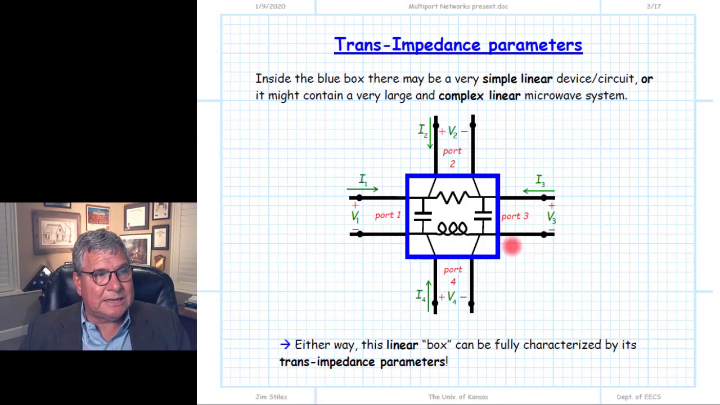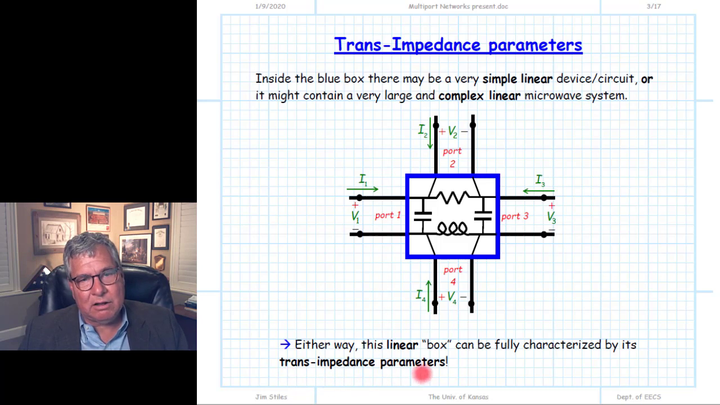So now the question is, what is inside this blue box? Well, the only constraint we have on that is it must be a linear time invariant circuit made up of linear time invariant elements like resistors, inductors, capacitors, transformers, and the like. Now, there may be just a few devices of that type within the blue box, or there could be dozens or hundreds or thousands or tens of thousands. It could be a very complex circuit. It doesn't matter the complexity. Regardless of the complexity, if it's linear time invariant, we can characterize it with the elements of the impedance matrix.